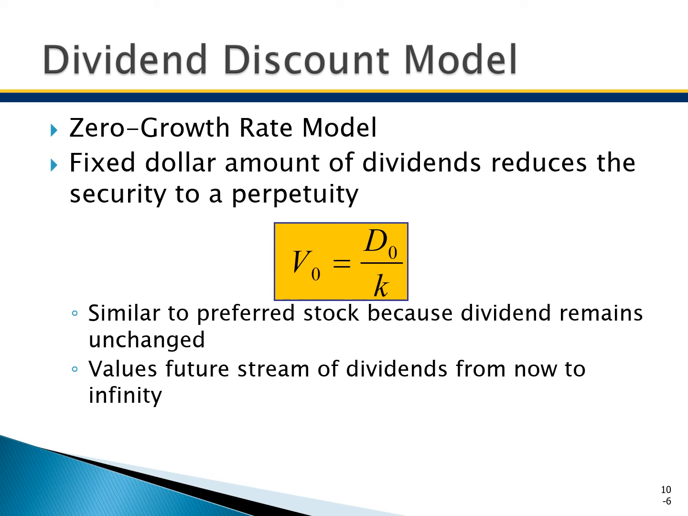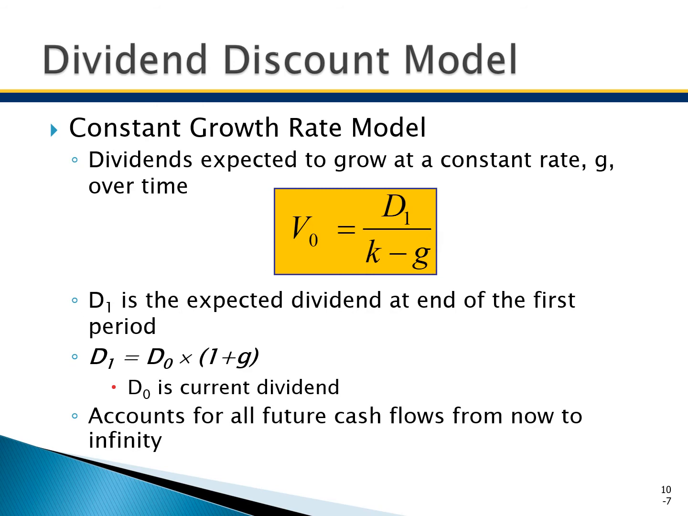Second discount model is dividend discount model is constant growth rate model. This is a model in which we are assuming that the dividend will grow at a fixed rate over a longer period of time.